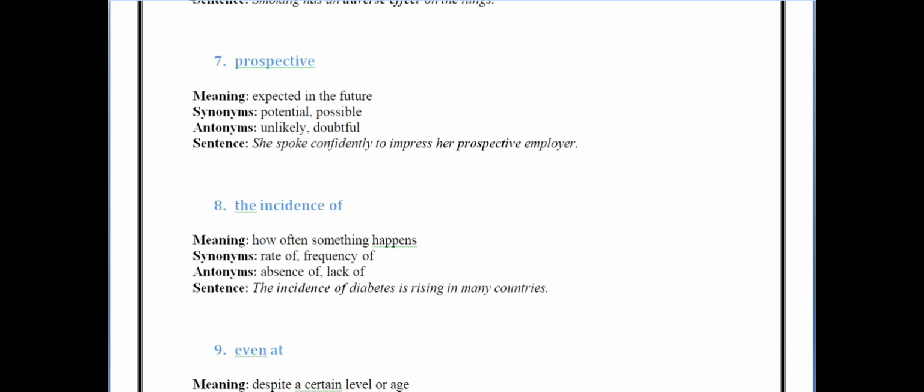Word 7, prospective. Prospective, that is something which is expected to happen in the future. Synonyms are potential or possible. Antonyms are unlikely, that means not going to happen, or doubtful. Sentence, she spoke confidently to impress her prospective employer. That means the employer who will be in the future, the employer who is taking the interview.